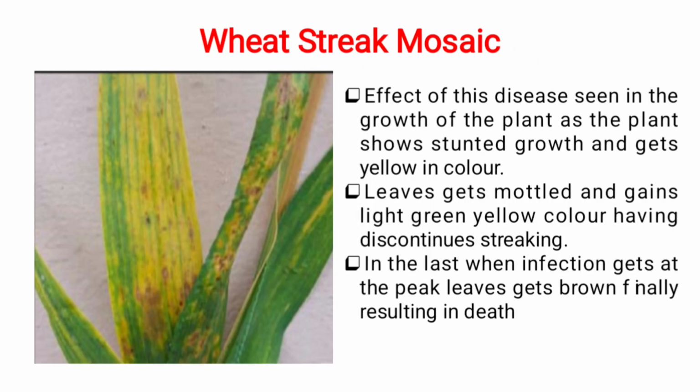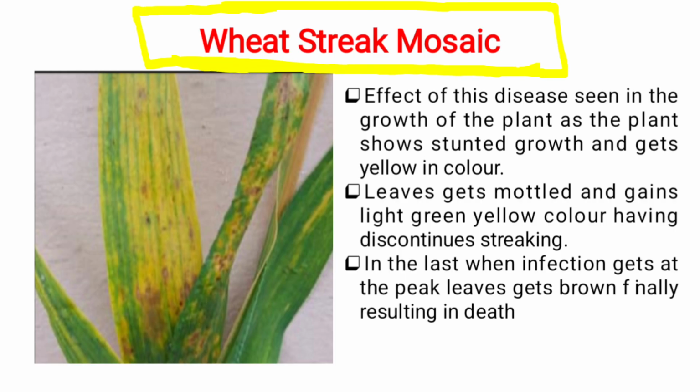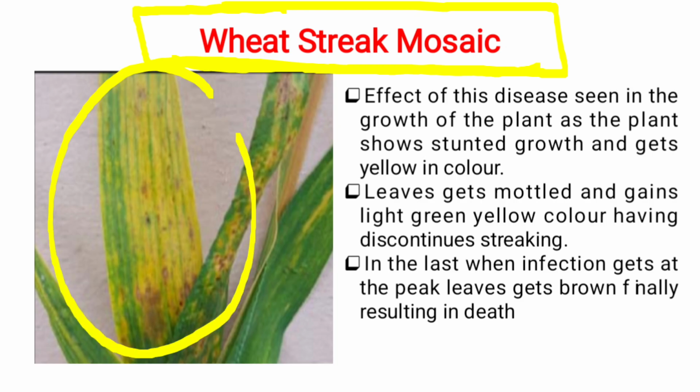Now we are going to the last disease, which is the most important viral disease of wheat, known as the wheat streak mosaic, which is caused by the wheat streak mosaic virus. Here you can see the symptoms of the wheat streak mosaic virus. As you can see, the leaves get mottled, and they also gain a light green yellow color with discontinuous streaking, right?